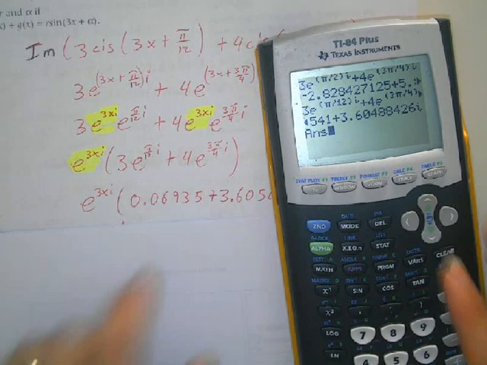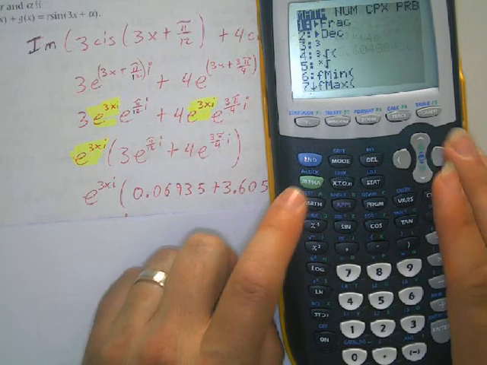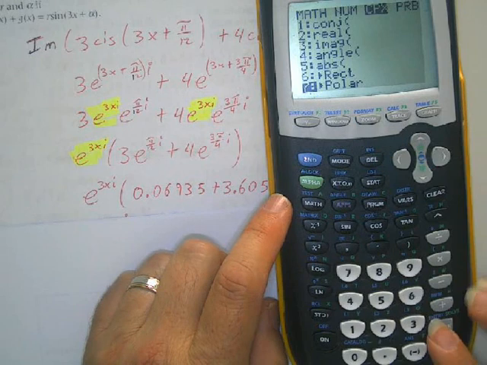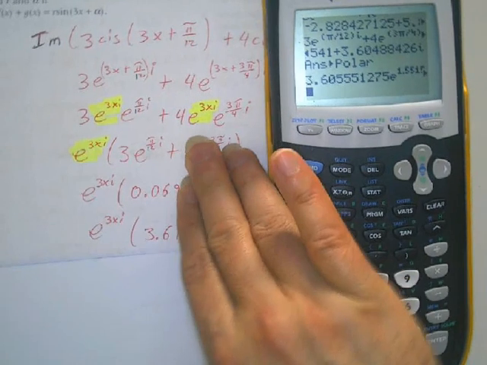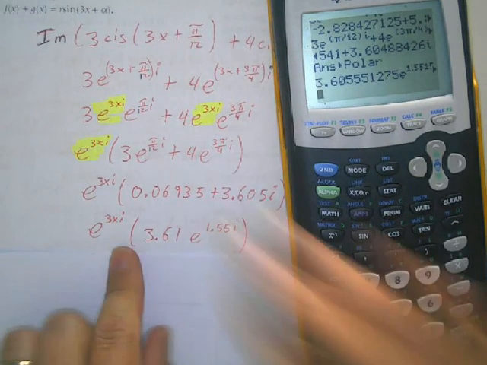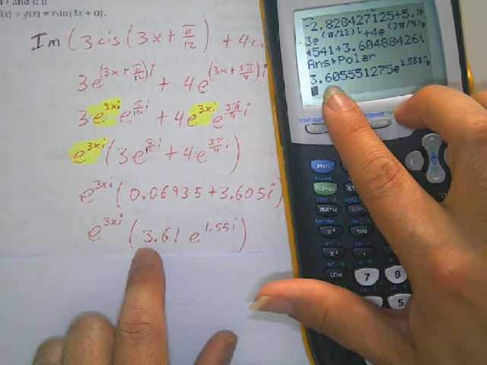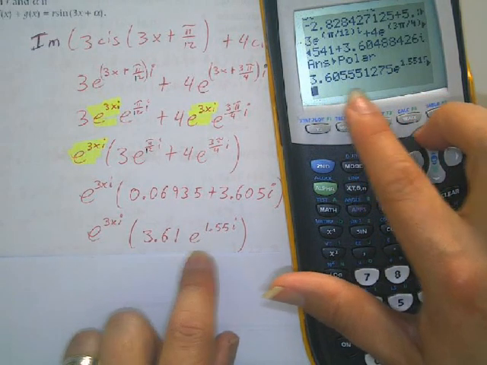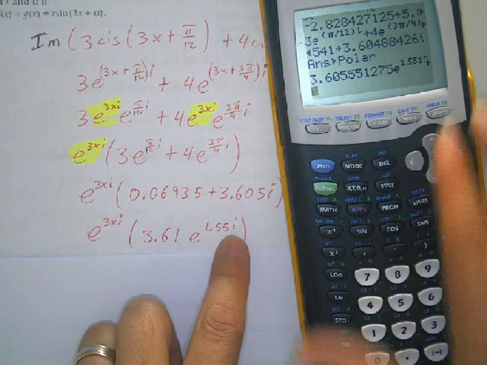Okay, and then while we're at it, second answer, we're going to turn it to polar form. So what do we press? We press math, arrow over to CPX, down to 7, hit enter, and I'm going to convert that answer to polar form. And now I have e to the 3xi times 3.61 times e to the 1.55i.